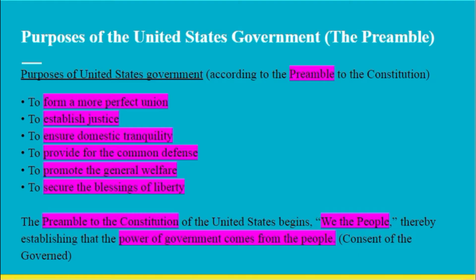Okay, so the preamble to the Constitution of the United States begins with 3 words that are very, very important. It says, "We the people," thereby actually establishing that the power of government comes from the people. And if we remember or look back, we can remember that the power of government comes from the people. That idea is consent of the governed. Okay, that will come up again. So I'm like circling it here with my mouse. That will come up again.